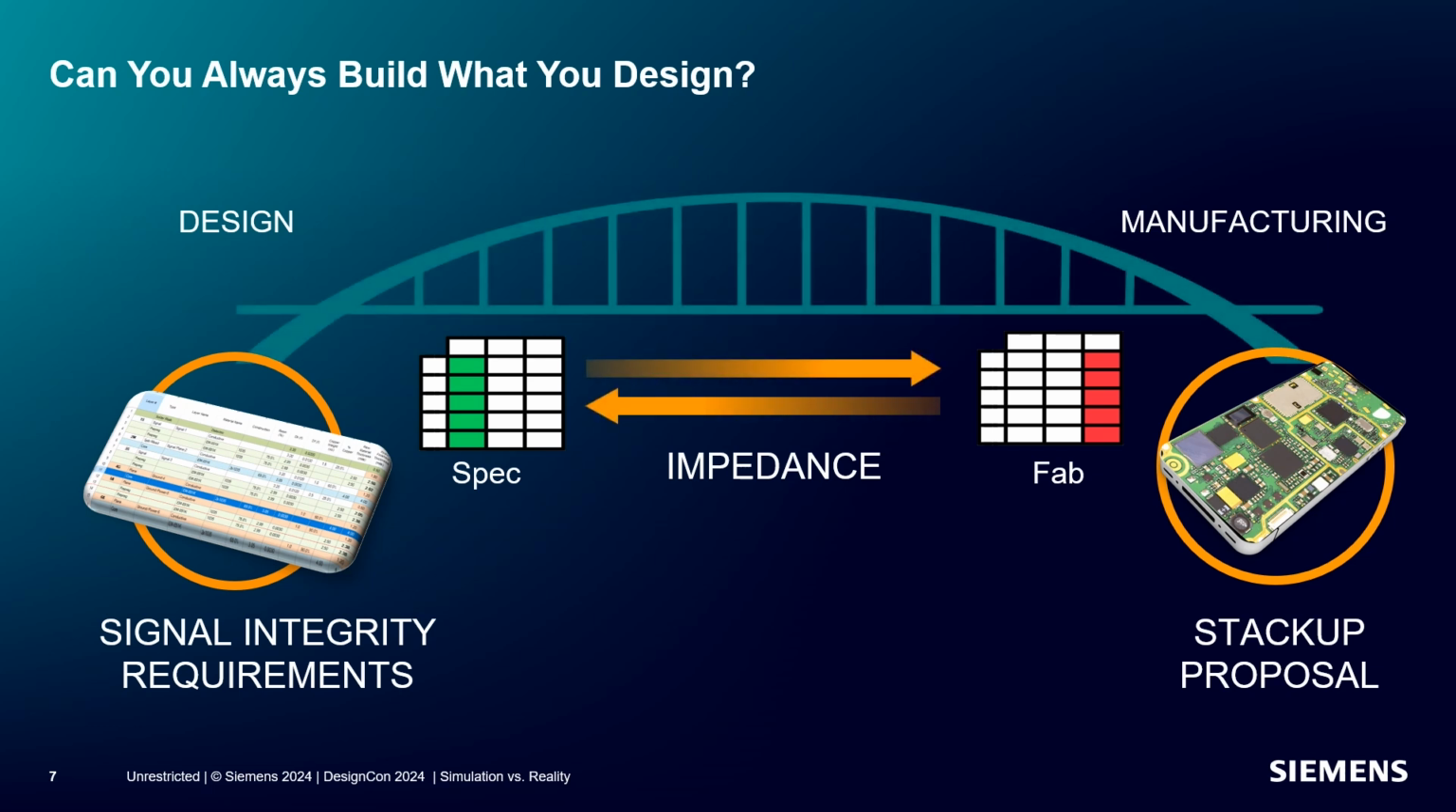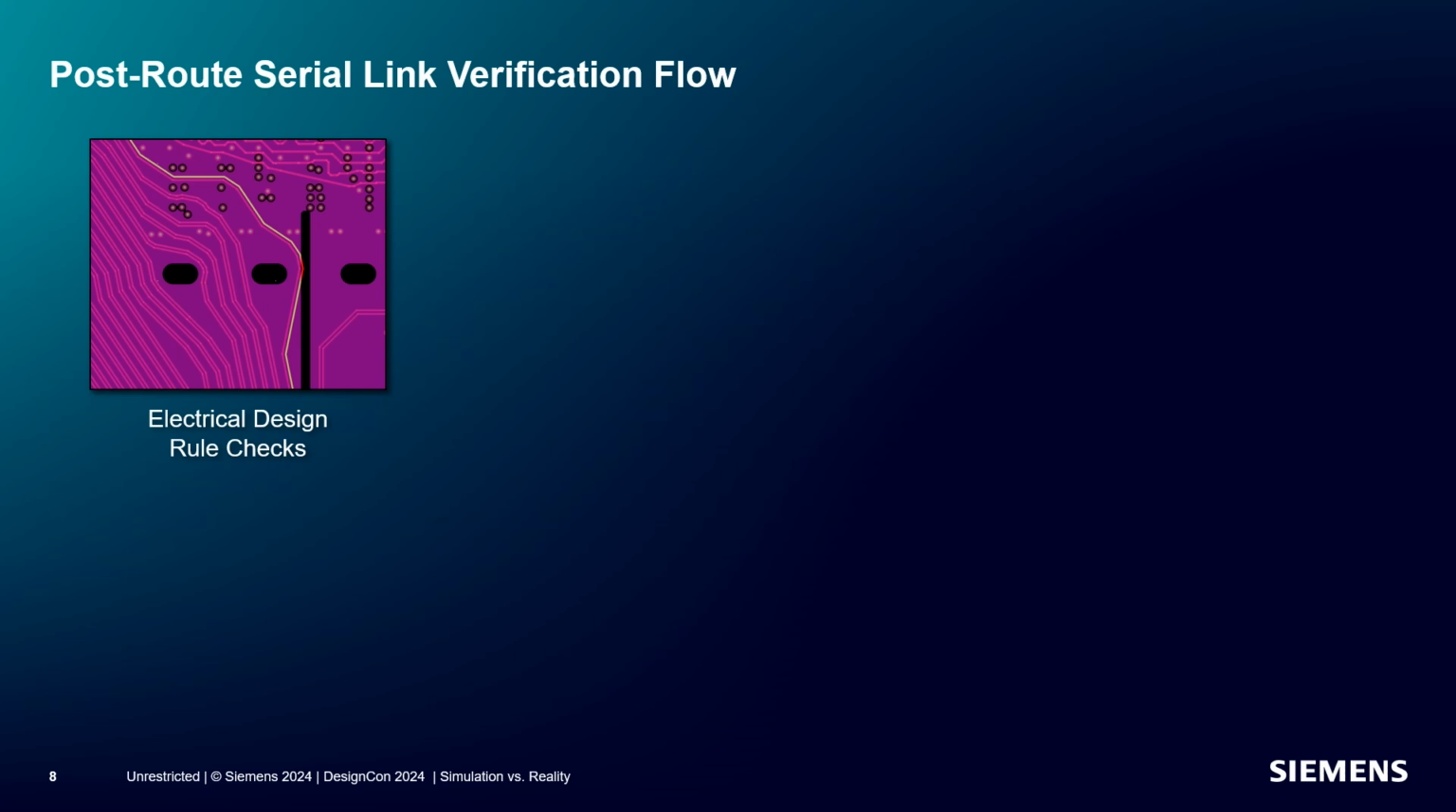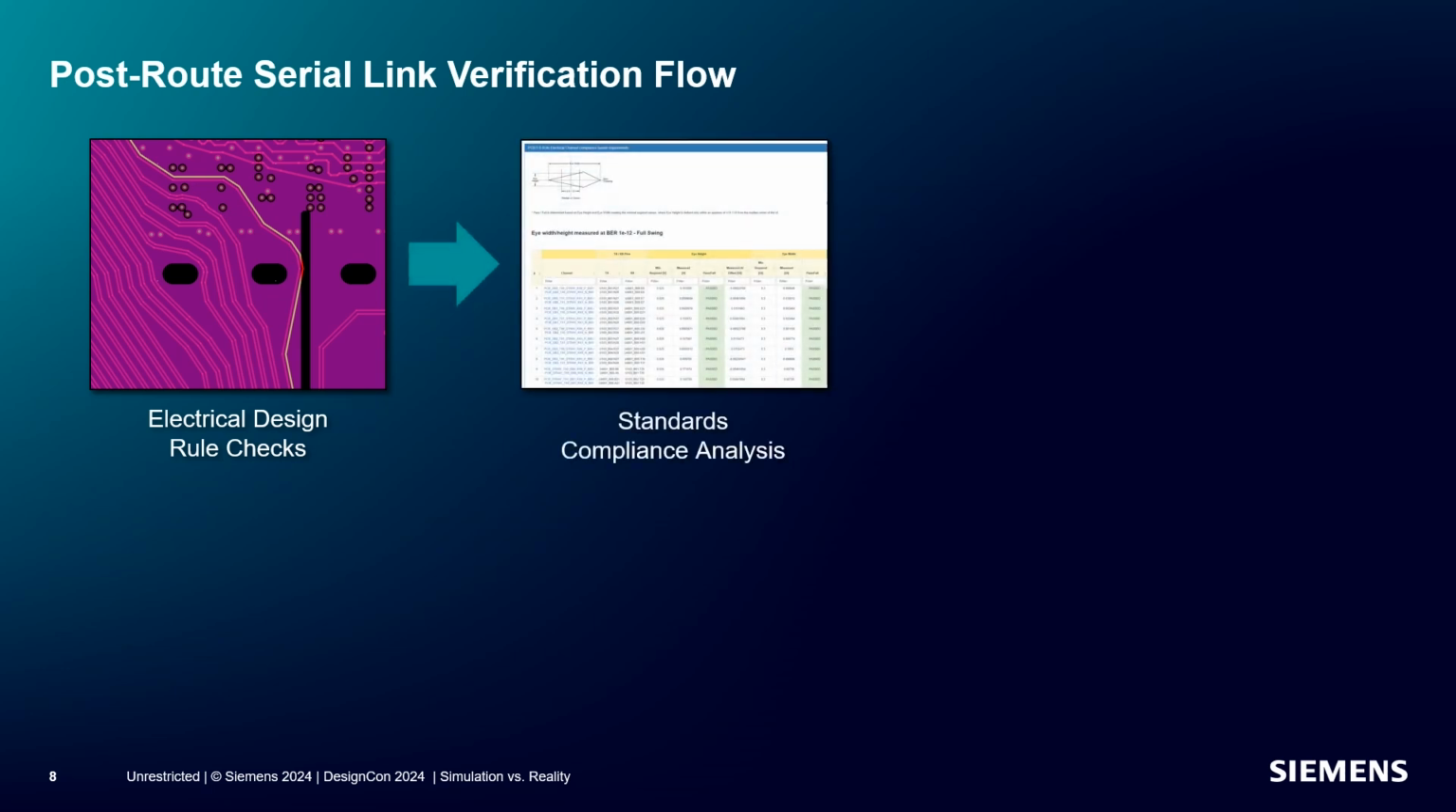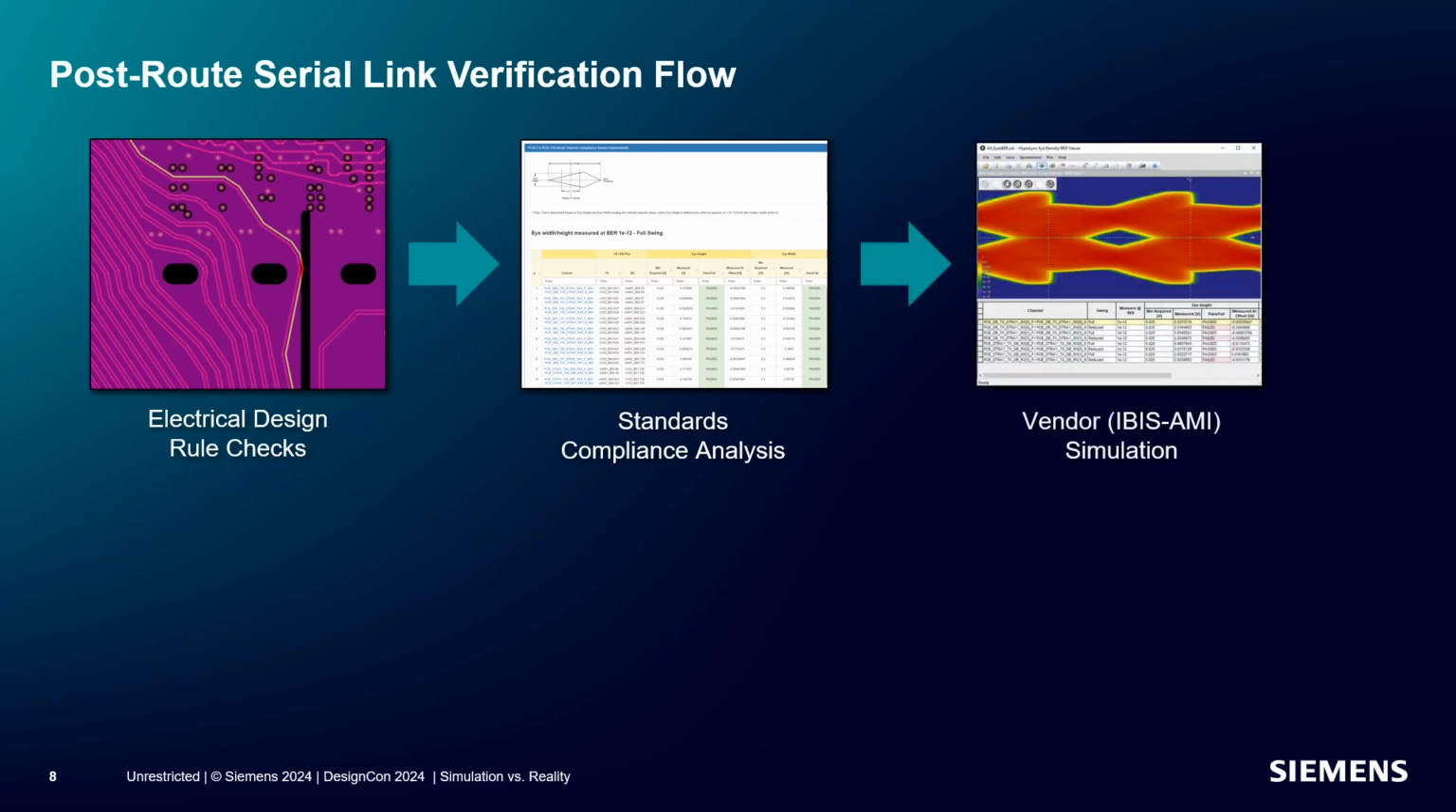Well, we rely on our single source of truth to bridge the gap that exists between design and manufacturing, and then we verify our design after it has been routed to ensure that we have simulated what we are going to build. In our methodology, we start by running electrical design rule checks during layout to look for common problems. Then we're going to use standards compliance analysis to look at the system level interconnect and make sure it meets protocol requirements. And finally, only once we've gotten as many problems off the table as possible, we'll use IBIS AMI or a vendor-based model simulation to predict how the system will perform with actual devices and settings.